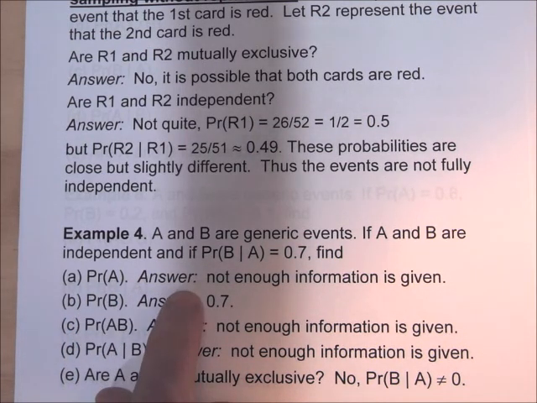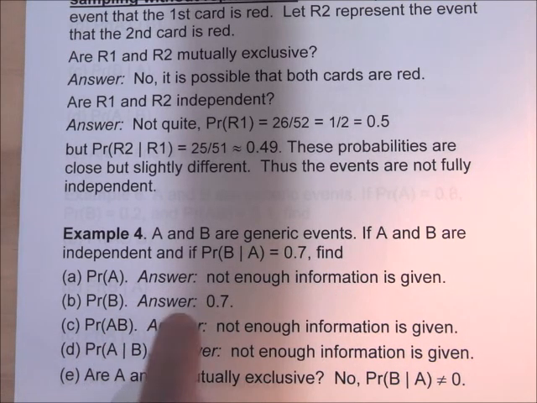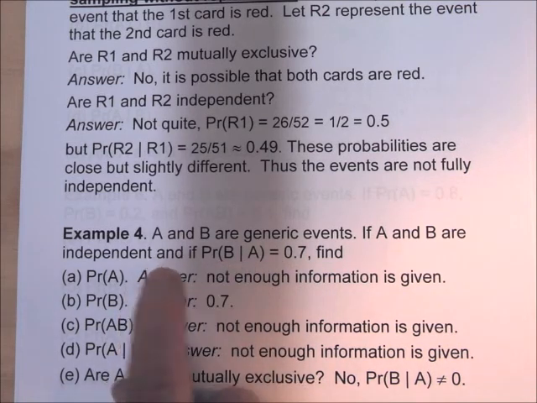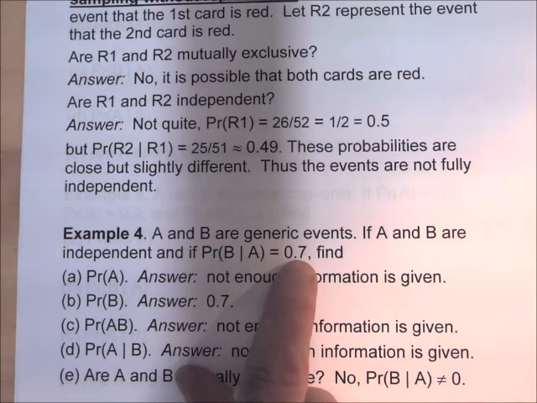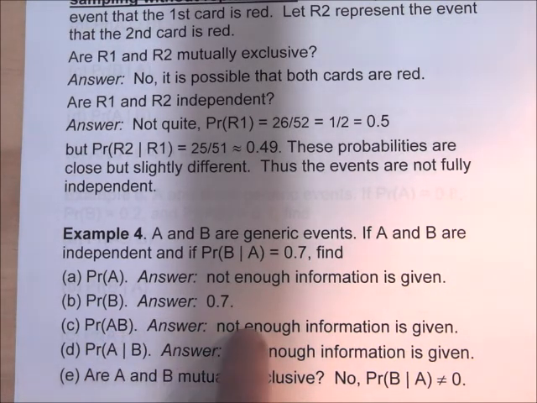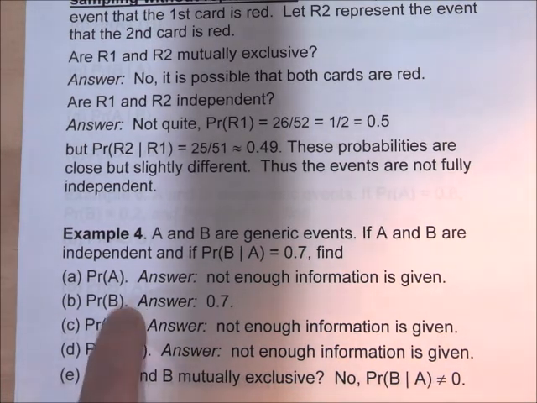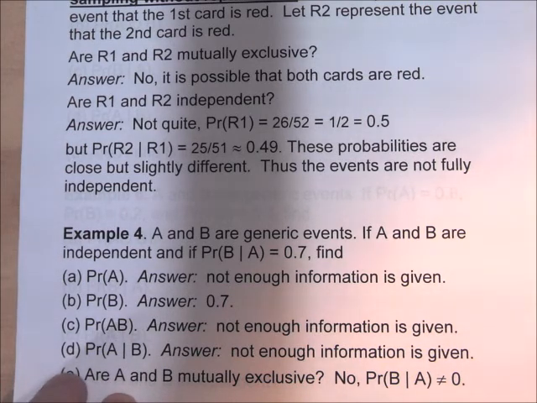Probability A, we don't know, not enough information is given. Probability of B, that's because they're independent, the conditional probability is the same as the original probability, so that's going to be 0.7. Probability of both A and B, not enough information is given. Probability A if B, again, not enough information is given. Are A and B mutually exclusive? No, because the probability of B if A is not equal to 0. So we were able to answer 2 of these questions. Some of them we didn't have enough information.